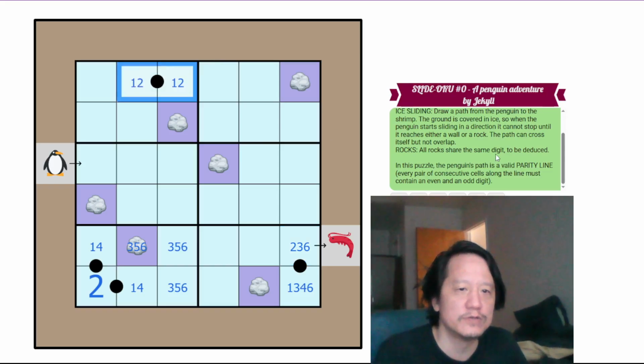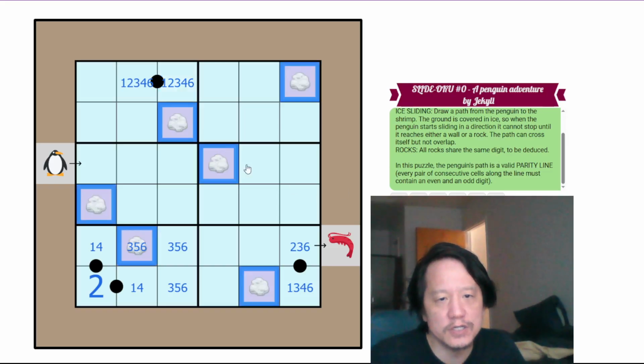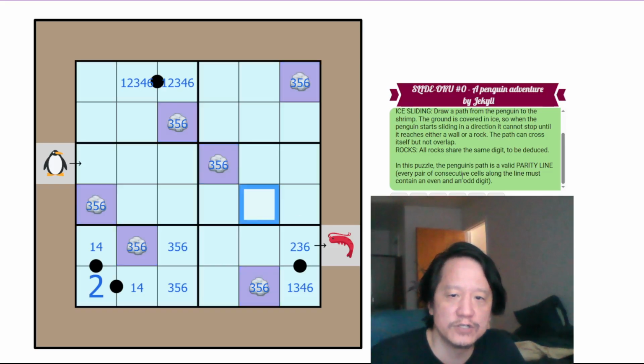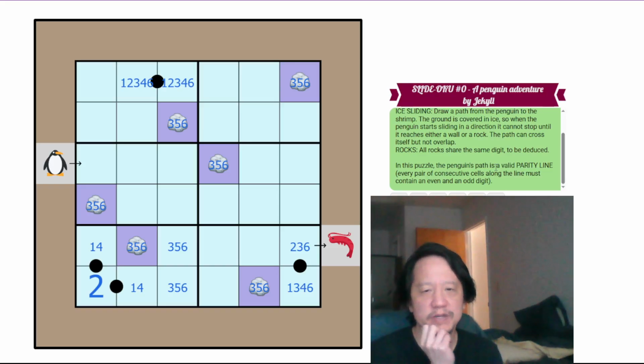This could be 1, 2, 3, 4, or 6. The digit in the stone is 3, 5, or 6. We're not sure. Yeah, I'm not sure what it means. Like, what it means you can't... The path can cross itself, but not overlap. I don't know what that means.